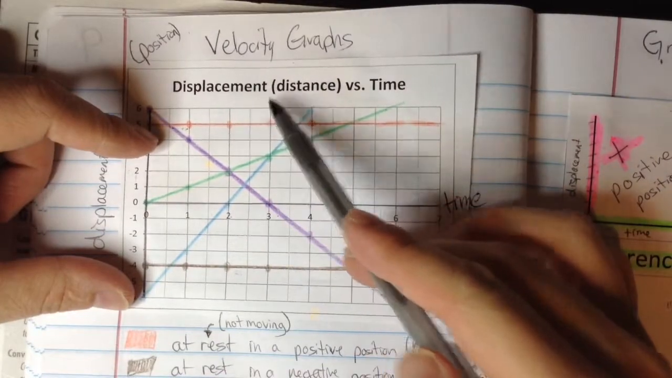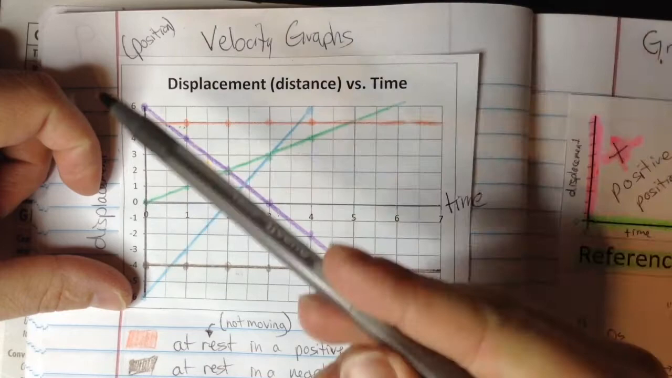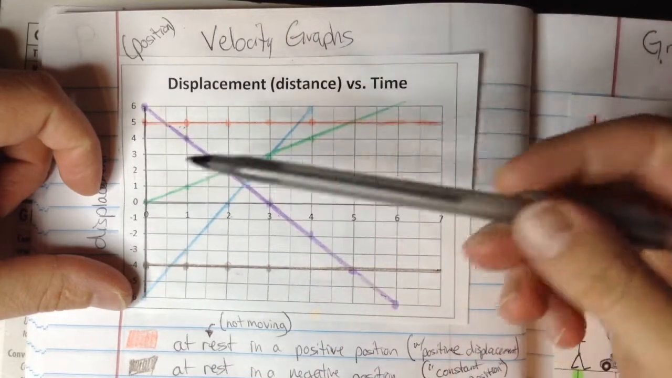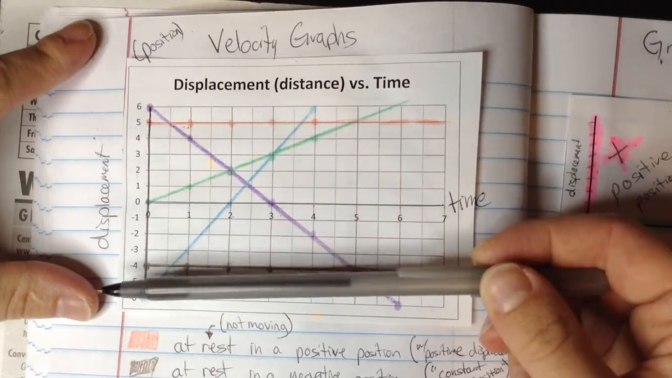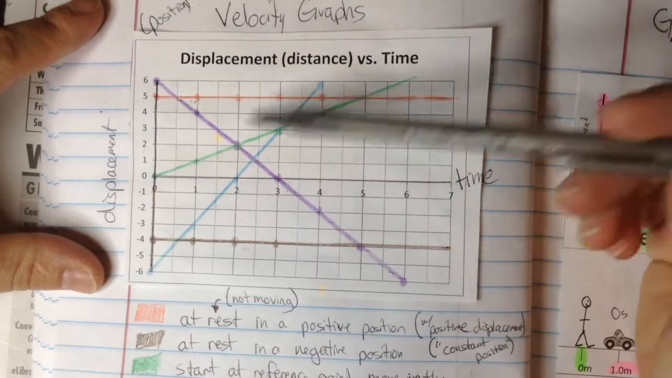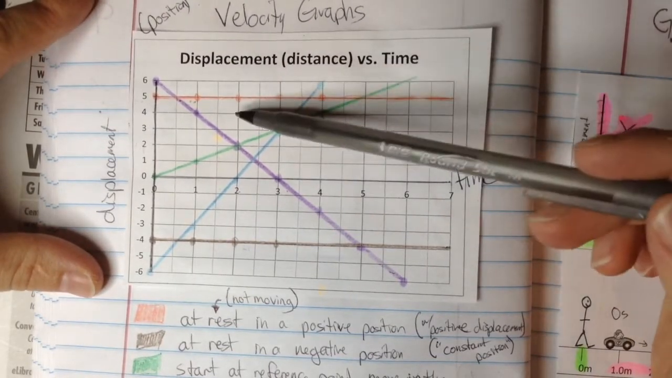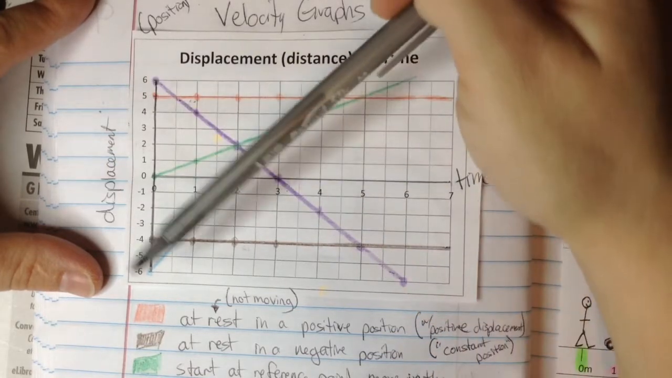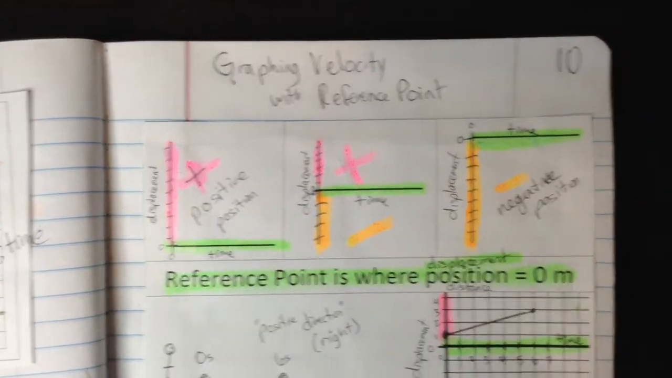So in a displacement or distance graph, linear means a constant velocity or a constant speed, or it means a constant position if it's horizontal. Okay, we will be learning more about other graphs, so you do need to learn that this is a displacement versus time graph, where the slope of the line tells you the speed. Okay, and that is graphing velocity with a reference point.